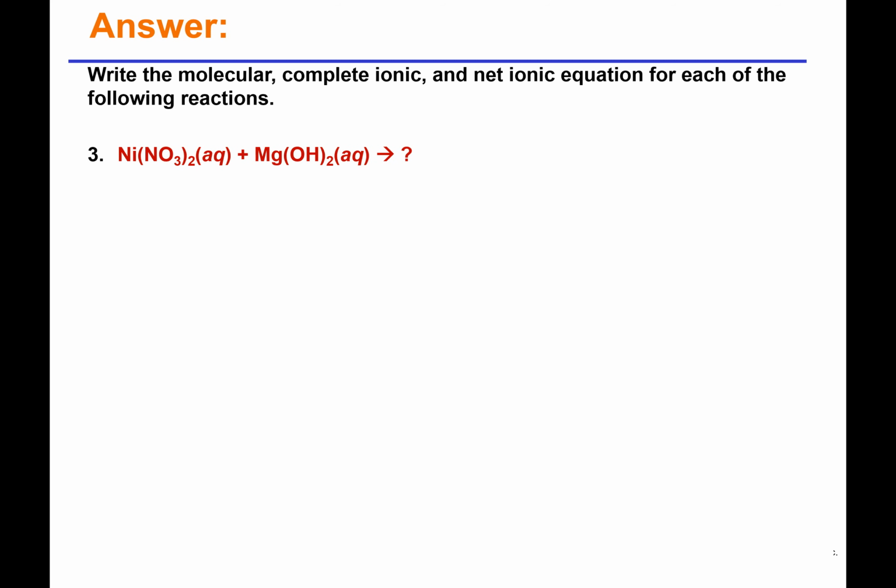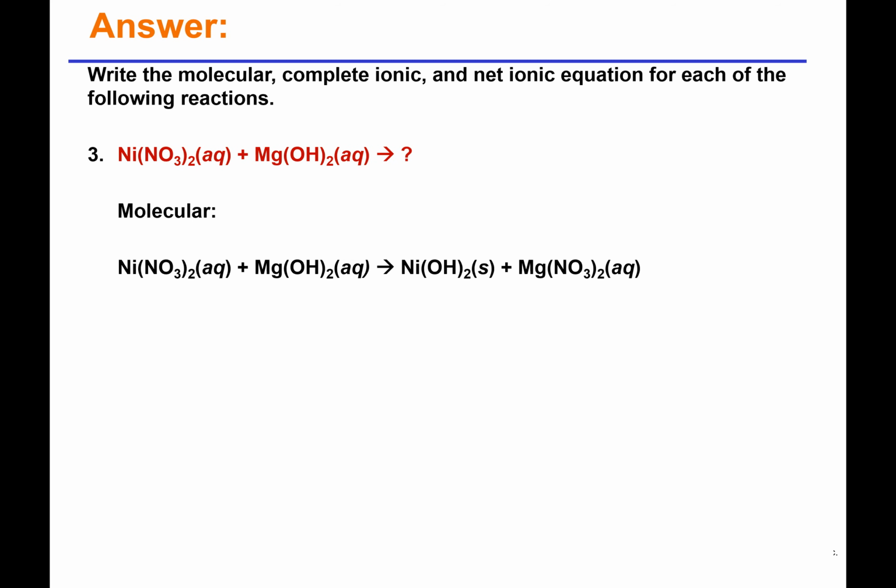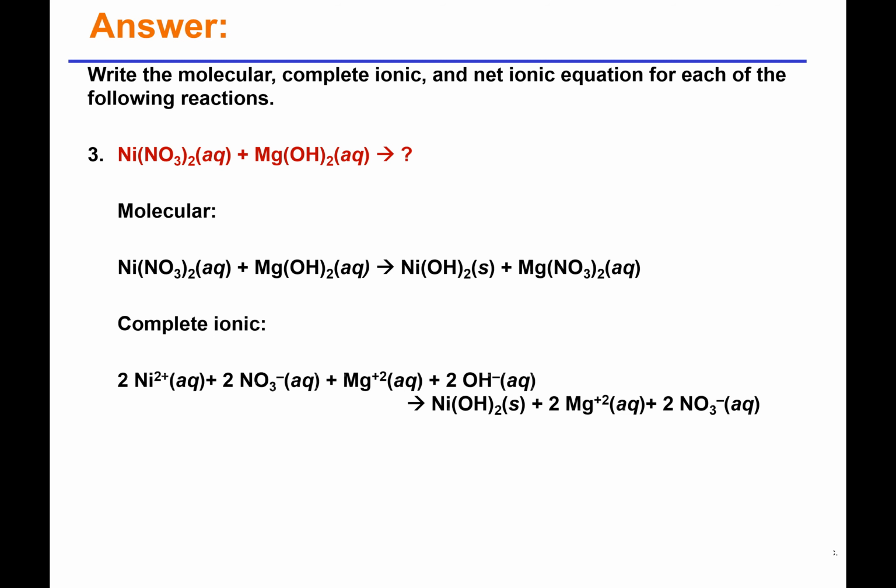Okay, number 3. So swap nickel and magnesium. Predict your products. Check your solubility. Here we see that nickel 2 hydroxide is our insoluble product. So that's our driving force. That's our molecular. Break everything into ions. Eliminate any spectator ions, and that's our net ionic equation.